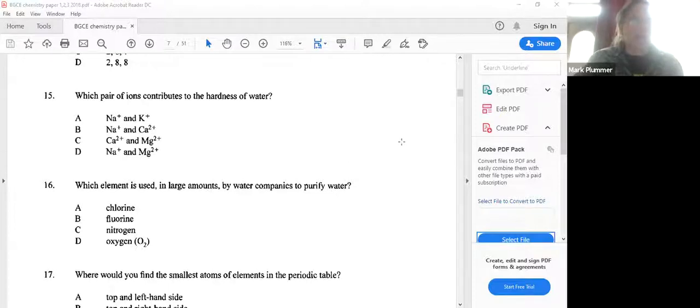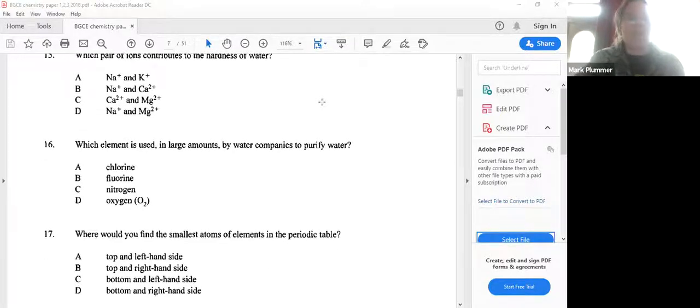Okay, number 17. Where would you find the smallest atoms of elements on the periodic table? Well, you go and have a look at your periodic table. Where do you see the smallest elements? Lithium, sodium, potassium, that's where they are. The alkali metals, so you go and you can also look at helium as well, and you see the top and the left-hand side. All right, as you're looking down at the periodic table. So if you have it in front of you, like a piece of paper, you want the top left. All right, so the answer to number 17 is A.